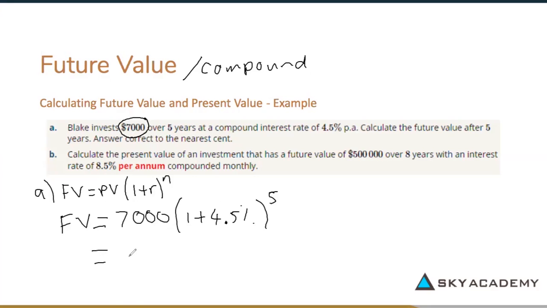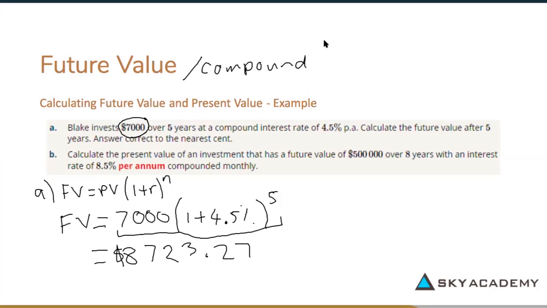So then we know that our future value, once you put this into your calculator, it will come out with 8,723.27, and that is to the nearest cent.